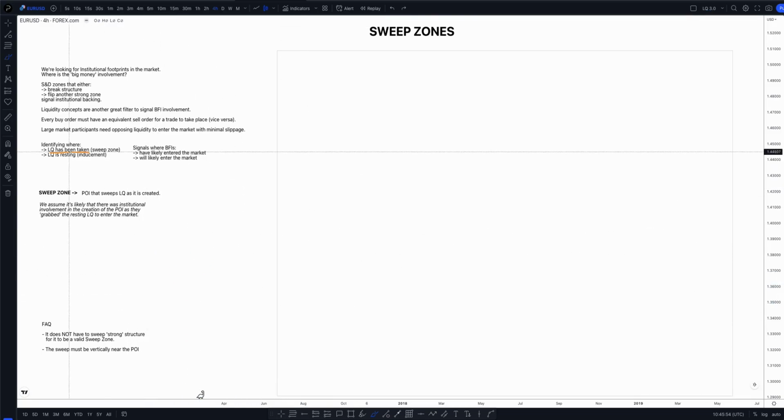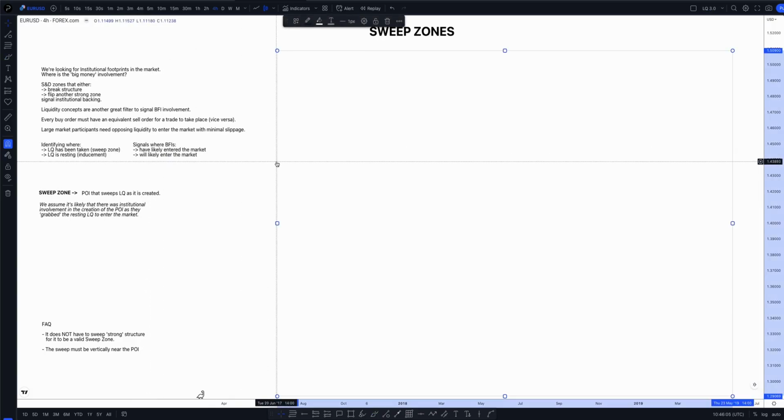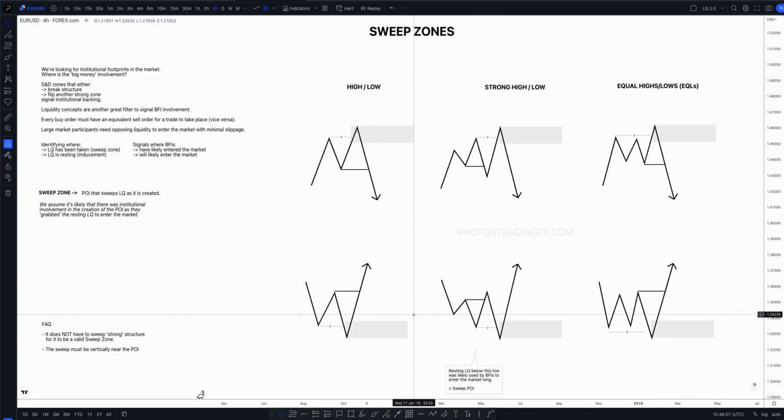So when we say it's been taken in the past, and it leads to the creation of a supply and demand zone, that is what we call a sweep zone. And that signals where big financial institutions have likely entered the market. And this is where we get some of these patterns like this. So essentially, we are looking for, well, let me bring it back again.